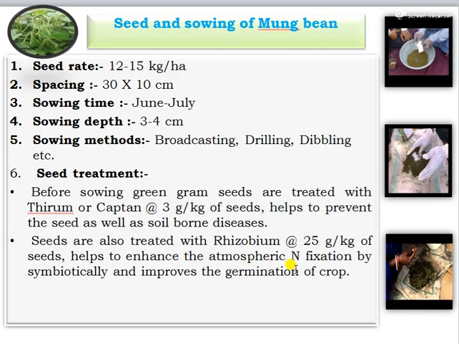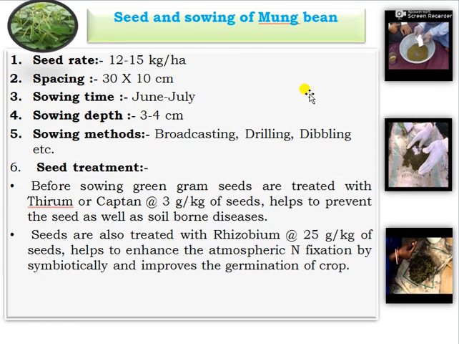Next crop, that is seeds and sowing of mung bean or green gram. In case of green gram, the seed rate required per hectare is 12 to 15 kg, and the spacing is 30 centimeter between rows and 10 centimeter plant to plant. The sowing time is the first week of June to the first week of July. Then sowing depth is 3 to 4 centimeter. Methods of sowing are broadcasting, drilling and dibbling.